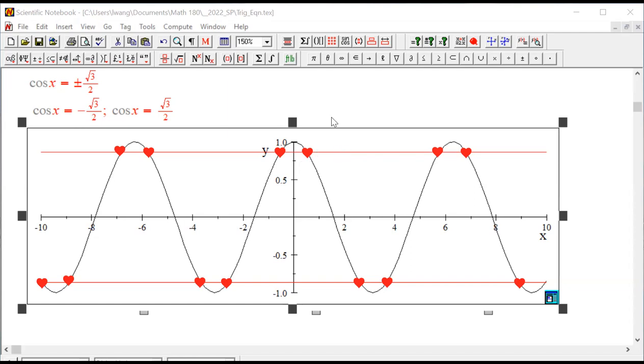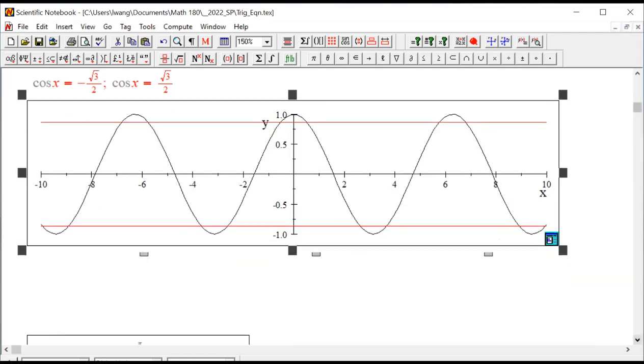Well, we need to resort to algebraic means to identify the solutions, right? So this horizontal line is y equals √3/2. And this other one is negative √3/2, right? So we have lots of solutions. Now let's move forward. Look at the unit circle.